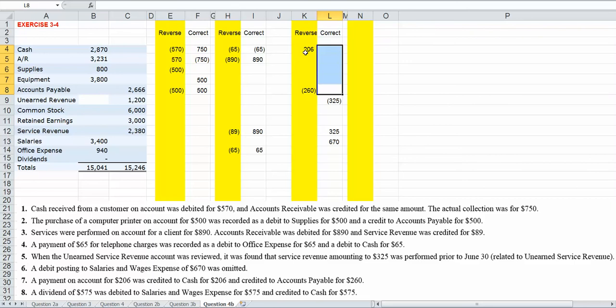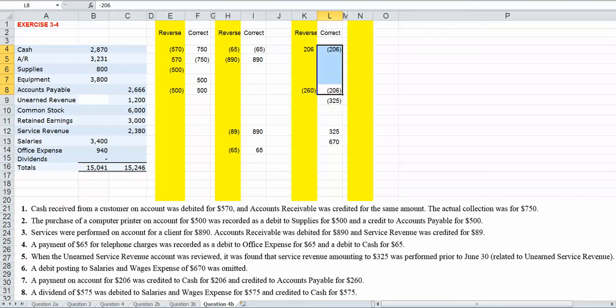So again, the original entry was to reduce cash and increase accounts payable. So we want to reverse that, and that was to increase accounts payable. So we need to decrease it, and we need to put the money back into cash. So there was our reversing entry, and then of course the correct entry.